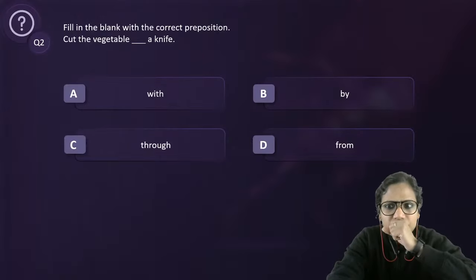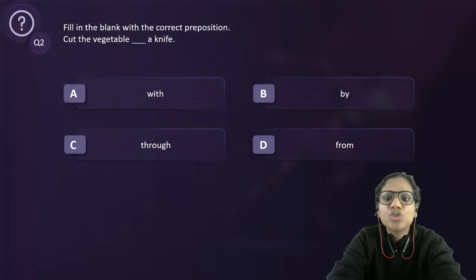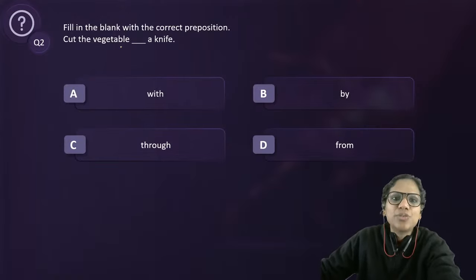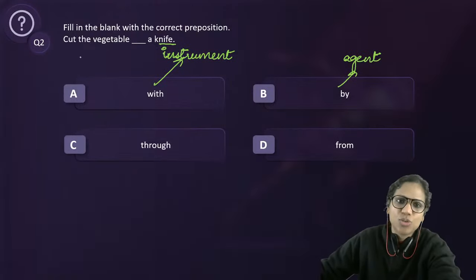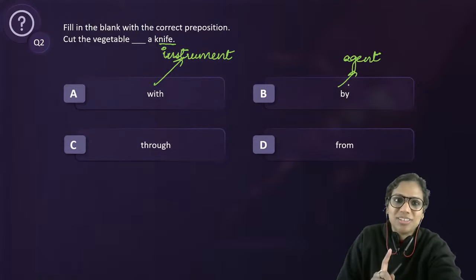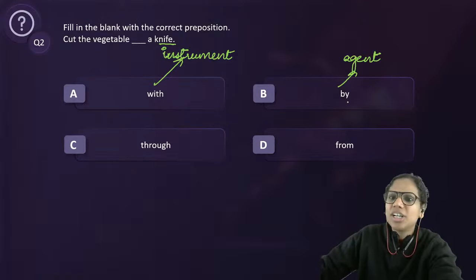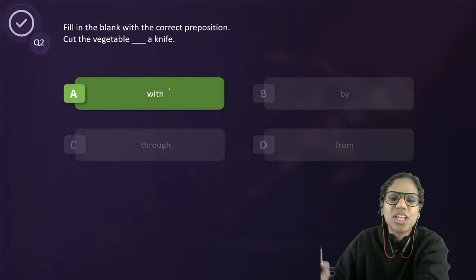Right. So somebody saying by. Here, when we talk about an instrument, a knife is an instrument for us, isn't it? We are using the knife to cut the vegetable. So a knife is an instrument for us. It's not an agent for us. By is the preposition that's used for an agent. With is the preposition that we need for an instrument. So cut the vegetable with a knife, not by a knife. Right? You are cutting the vegetable at the end of the day. You are using a knife. So you are the agent and not the knife. The knife is simply an instrument and hence with. So with is the preposition that we use with an instrument.